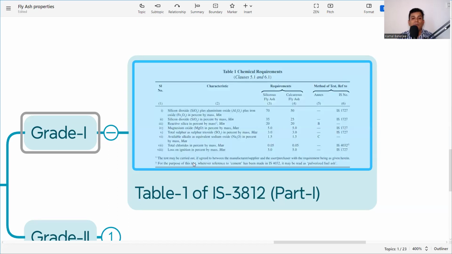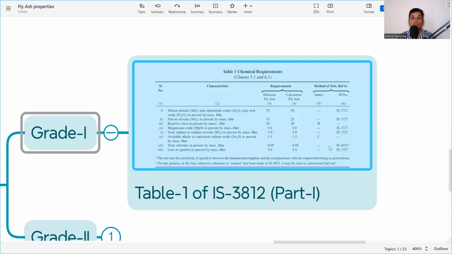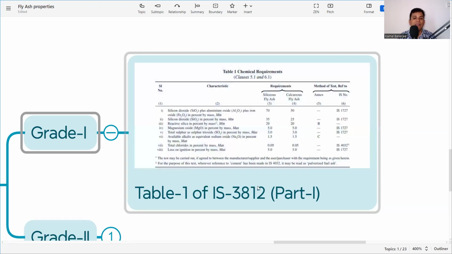What is that? The note says that the test may be carried out if agreed between the manufacturer and user or purchaser, with the requirement being given herein. For the purpose of this test, whenever reference to cement has been made in IS 403, it may be treated as pulverized fuel ash. So wherever IS 403 mentions cement, it will be replaced by fuel ash. So we need to satisfy the cement criteria in grade 1.